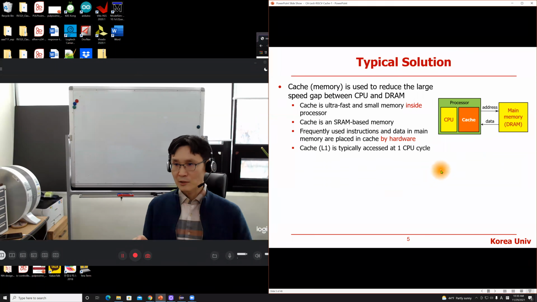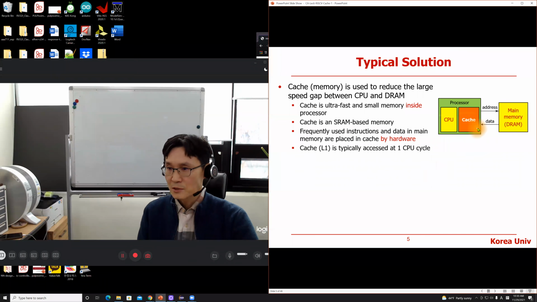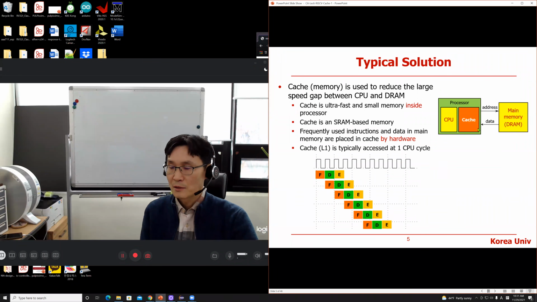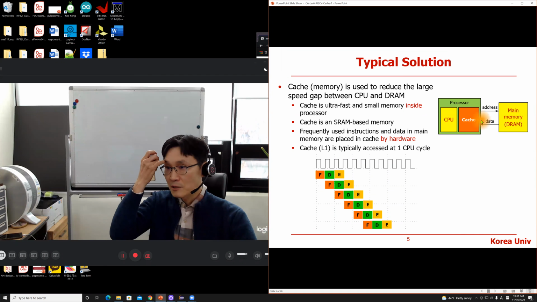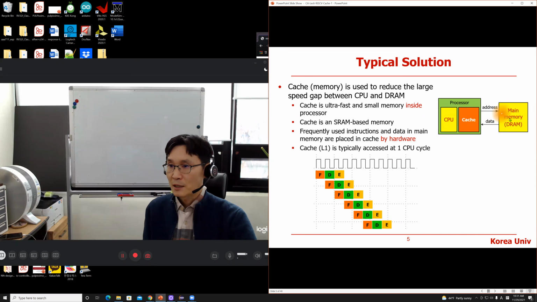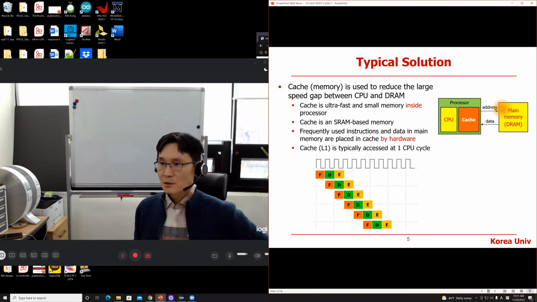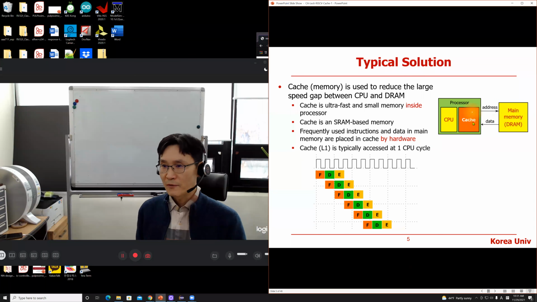Okay, we are talking about cache, right? And big picture first. Cache is placed between CPU and main memory. It is very small, for example 8 megabytes in an Intel processor case. And how big is your main memory? 8 gigabytes, roughly. So cache is roughly 1,000 times smaller than main memory. But it is ultra fast, a super fast memory.